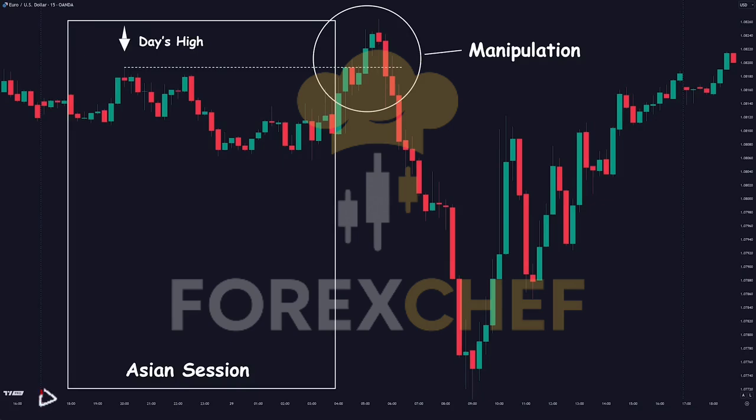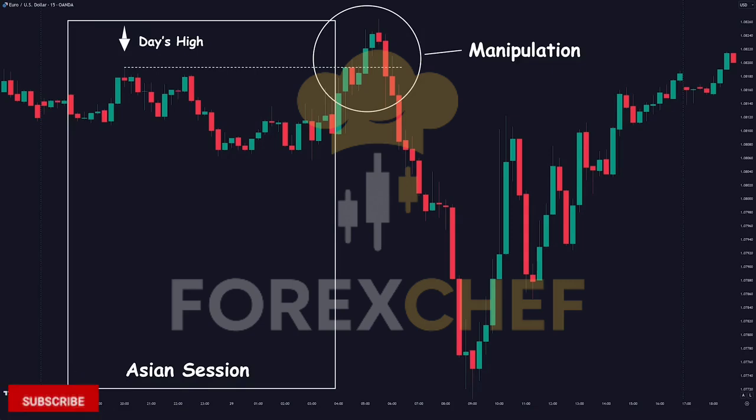To use this in your trading, start by marking the daily high or low on your chart. Watch how the price behaves when it gets close to these levels. Often, the price will briefly break through the daily high or low and then reverse direction. This is your chance to plan a trade.